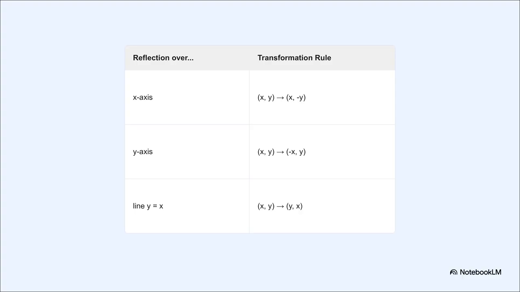And you're not going to believe how simple the rules are. To reflect something over the x-axis, you just take the y-coordinate and flip its sign. That's it. To reflect over the y-axis, you flip the sign of the x. And that tricky-looking diagonal line, y equals x, you just swap the x and y coordinates.